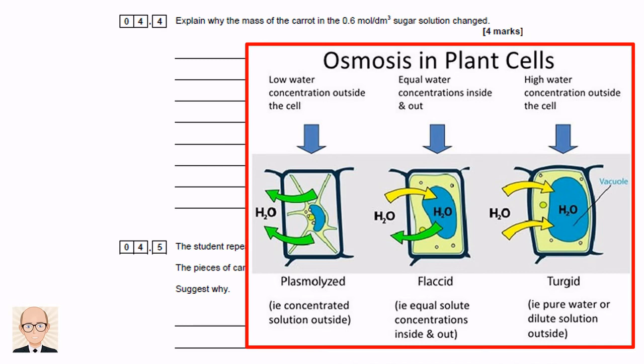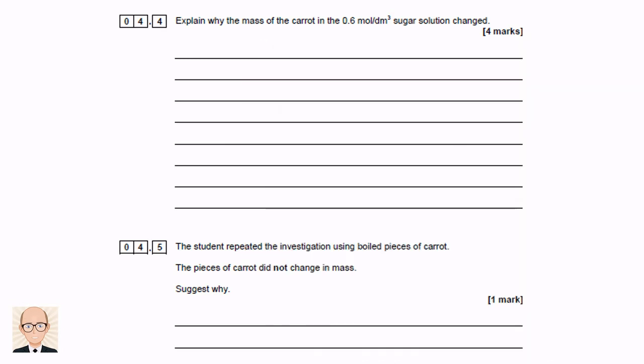In fact, the cell shrinks so much that the cell membrane becomes pulled away from the cell wall, remaining attached in only one or two places. This cell has become plasmolyzed. So going back to the question, if we're going to explain why the mass of the carrot changed, we need to start by saying how the mass of the carrot changed. So we need to write the mass of the carrot decreased.